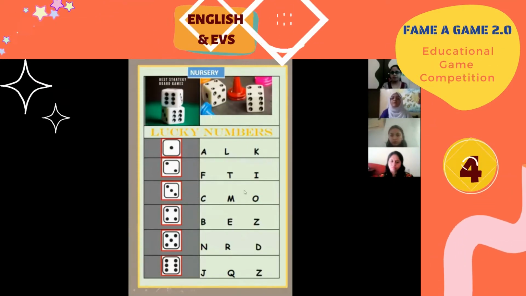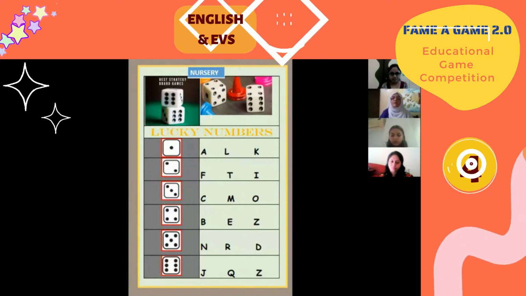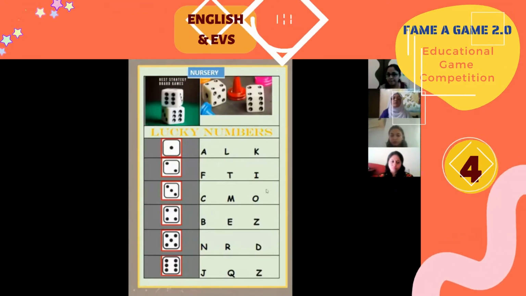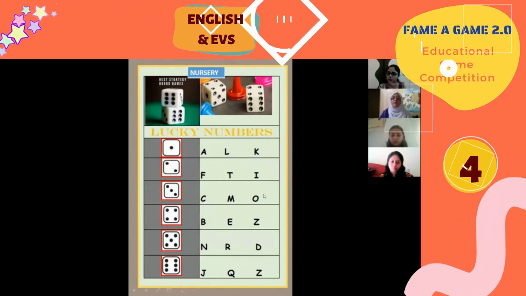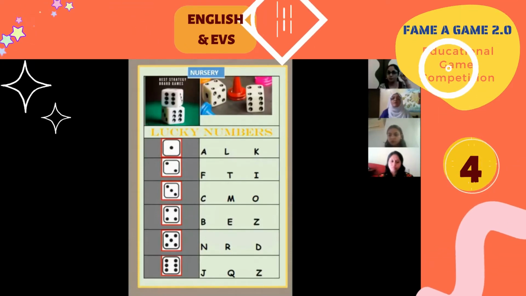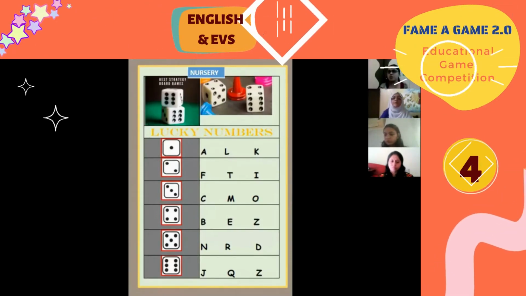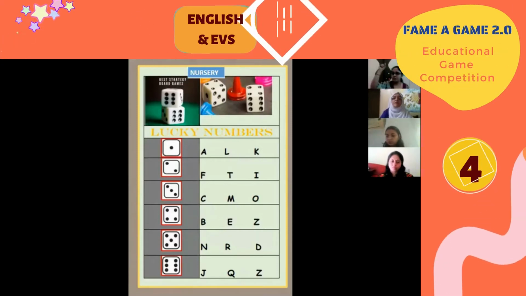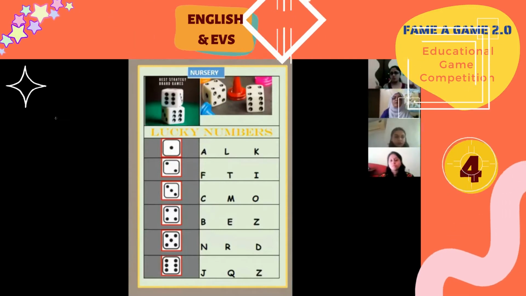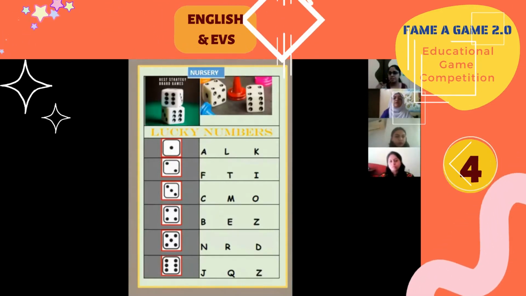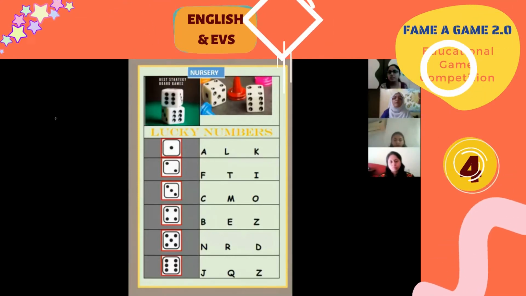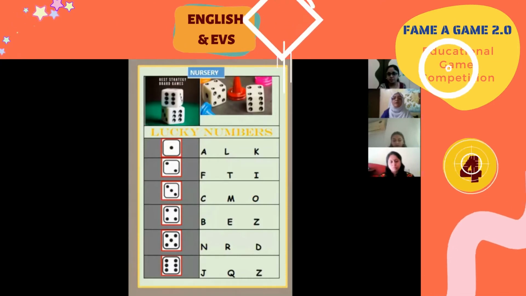Suppose the child rolls the dice and gets 3, so the child has to read letters C, M, and O. If he is able to read all the 3 letters correctly, he gets 3 points. If he is able to read only 2 letters, he gets 2 points. So accordingly, we'll give them marks. We'll make a scoreboard on the board, and then we'll give them marks accordingly. This is for nursery. For nursery, we have kept only letter identification.